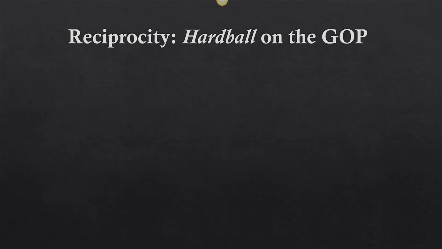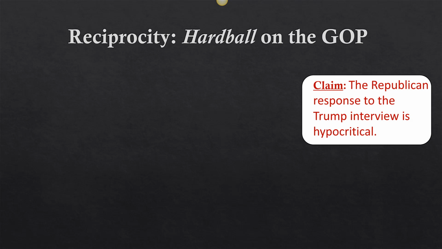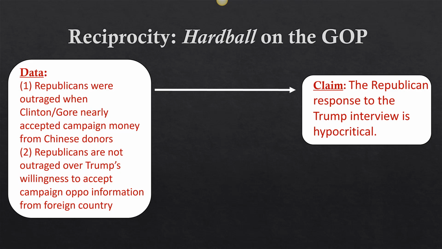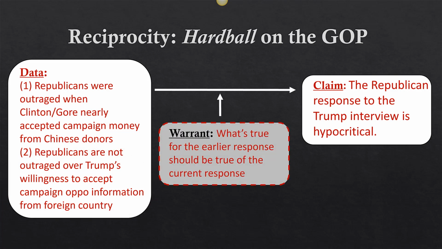It does. Let's diagram this out, and you'll note that the structure is very similar to the reciprocity argument that Senator Graham made on the same issue. The claim is made that the Republican response to the Trump interview is hypocritical. The data provided to support that claim is, first, Republicans were outraged when the 1996 Clinton-Gore campaign nearly accepted campaign money from Chinese donors. And the second data point, Republicans are not seemingly outraged over Trump's willingness to accept campaign opposition information from a foreign country. The warrant being offered is that what's true of the Republicans' earlier response to the Clinton-Gore situation should be true of the Republicans' current response to the Trump situation.